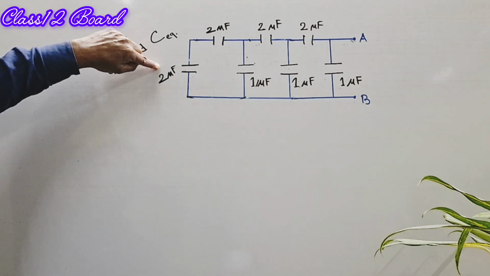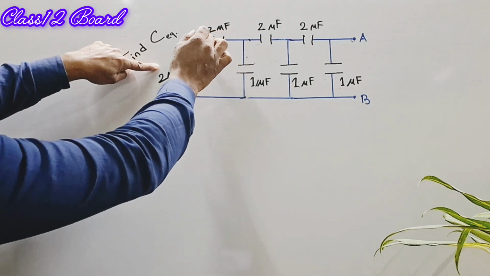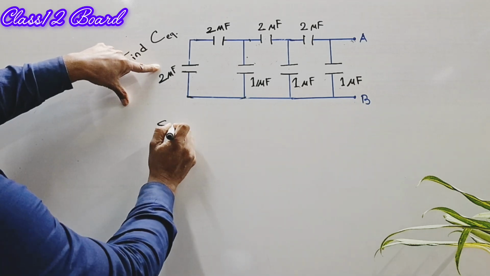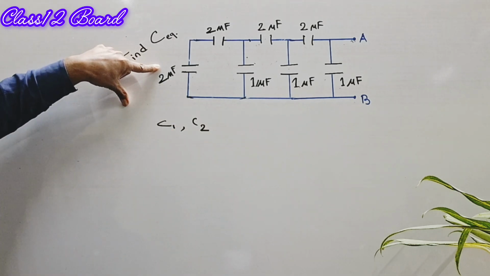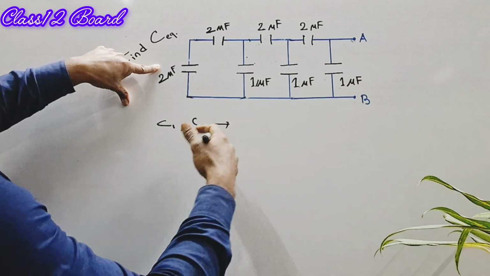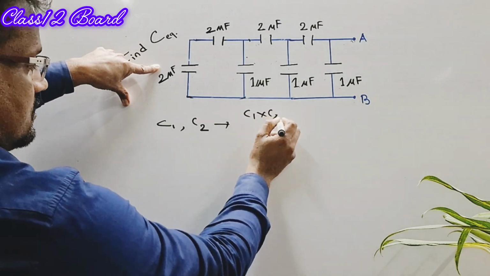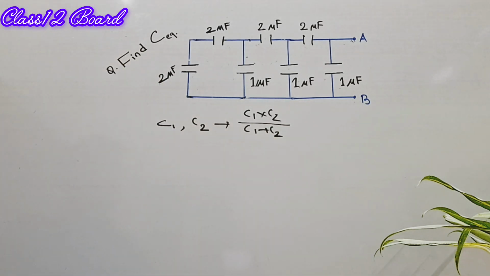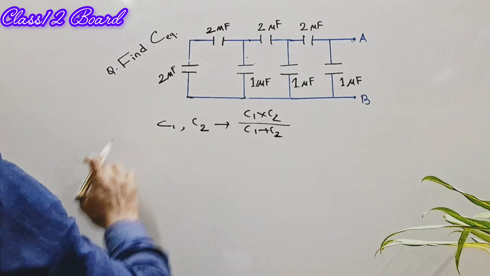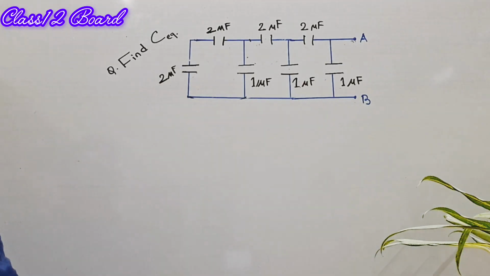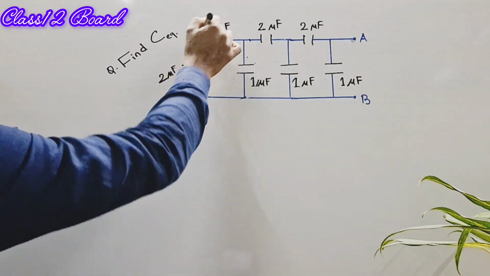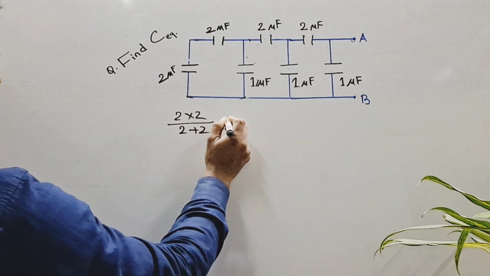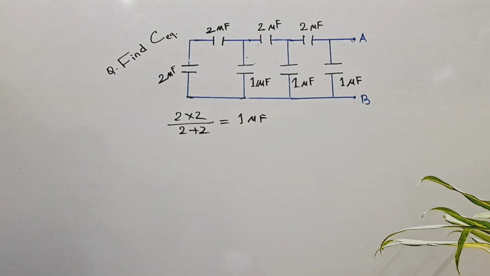See, these 2 microfarad and these 2 microfarad: whatever charge flows through this, the same charge flows through this. That's why these two are in series. As you know, if two capacitors C1 and C2 are in series, then the total capacitance is the product over the sum, C1 into C2 by C1 plus C2. So that's why 2 and 2 are in series connection. Therefore the total capacitance of these two capacitors is 2 into 2 by 2 plus 2, that is your 1 microfarad.